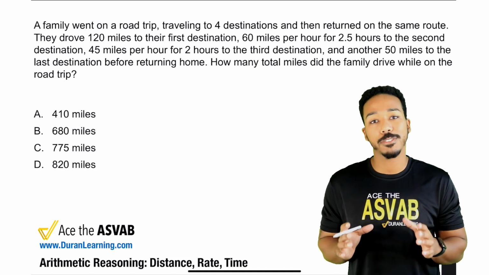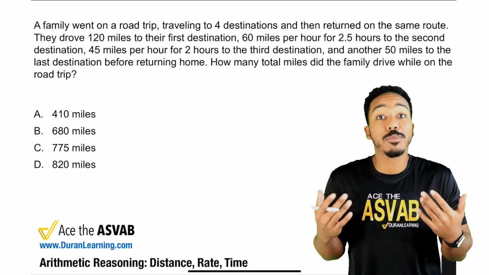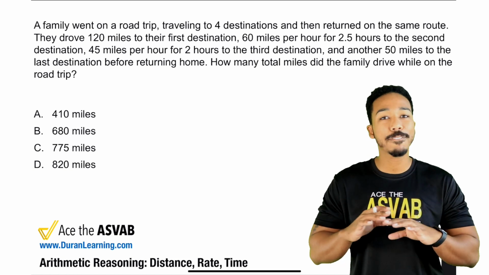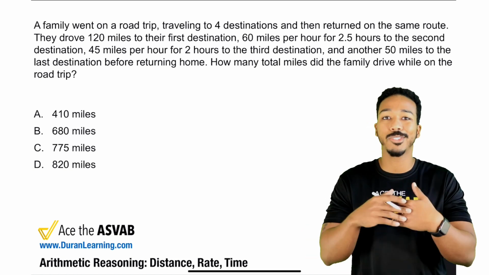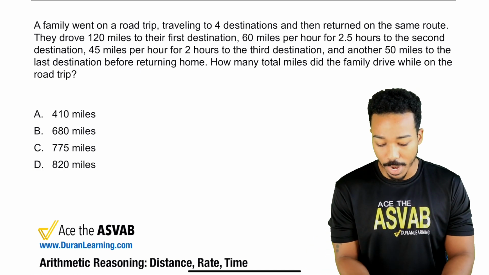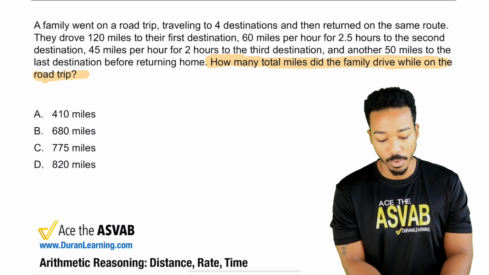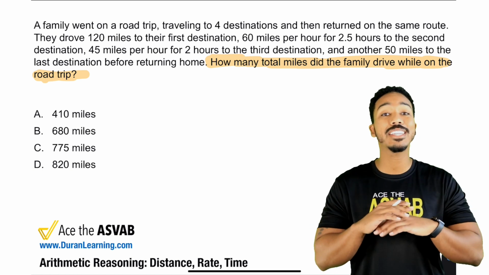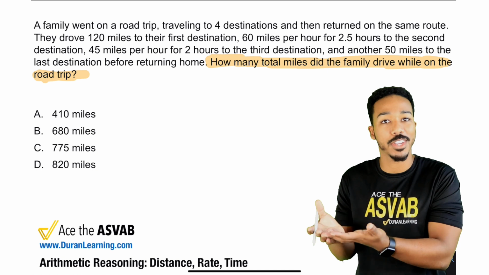Look, first things first with any word problem, and any problem in life, what is the objective? What are we trying to figure out here? That's the most important thing. The information doesn't matter until you know what it means. So the numbers, all that, don't worry about it. Go straight to the question. And here's what I mean. Right here: how many total miles did the family drive while on the road trip? That's the first thing you always want to start with on any word problem, any problem really. You've got to understand what you're supposed to figure out.